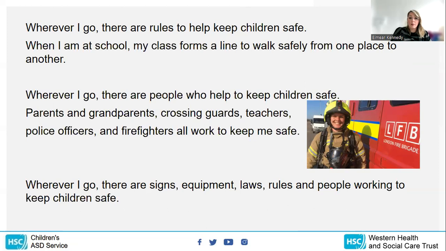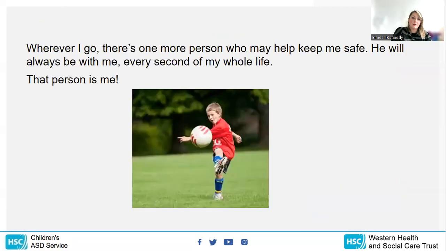Wherever I go, there are people who help to keep children safe. Parents and grandparents, crossing guards, teachers, police officers, and firefighters all work to keep me safe. Wherever I go, there are signs, equipment, laws, rules, and people working to keep children safe. Wherever I go, there's one more person who may help keep me safe. They will always be with me every second of my whole life. That person is me.